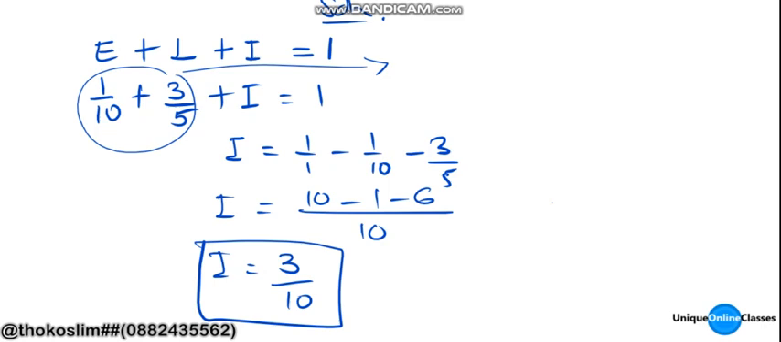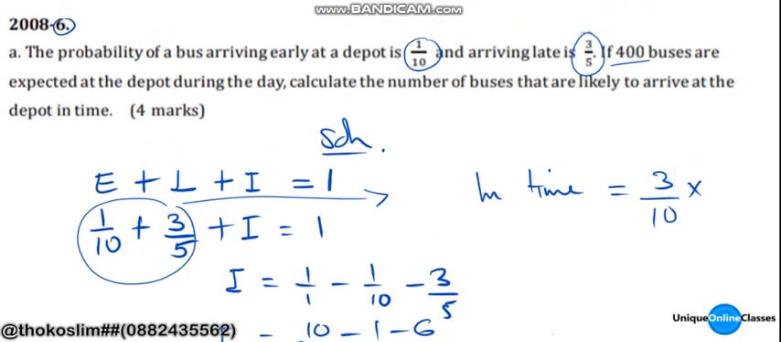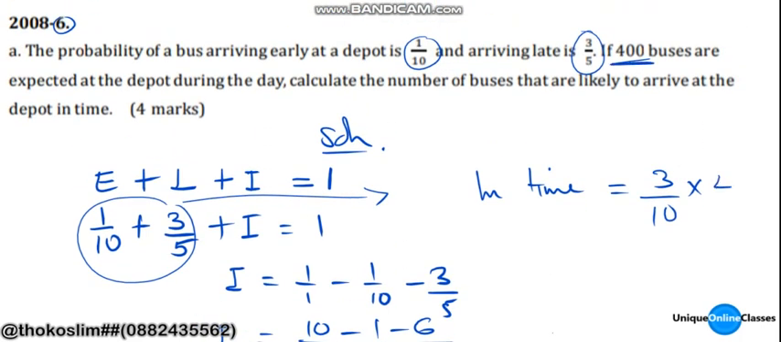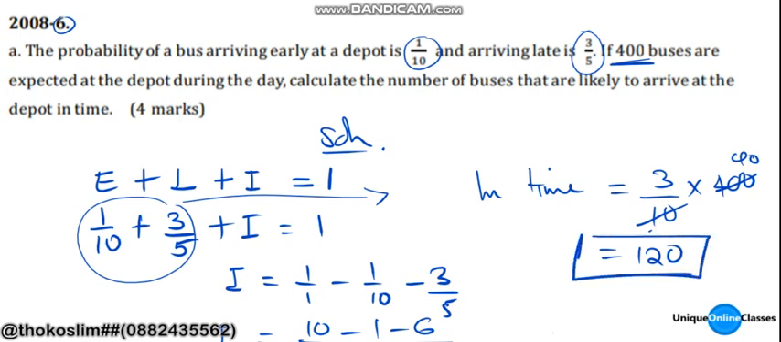So to find the number of buses arriving in time, we multiply. The number in time here is equal to 3/10 times the total number of buses which are expected to arrive, which is 400 here. So 10 into 400, that's 40. 3 times 40, that's 120. So these are the buses which were supposed to arrive at the depot in time.